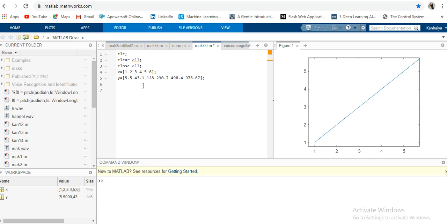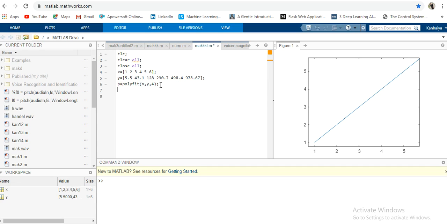Okay, we are given two vectors x and y. Now we have to fit this data to a fourth order polynomial. Okay, now suppose we are storing the value, we will use polyfit. I have told you earlier, we will use polyfit. We will fit both of these into a fourth order polynomial. We have fitted it into the fourth order polynomial.